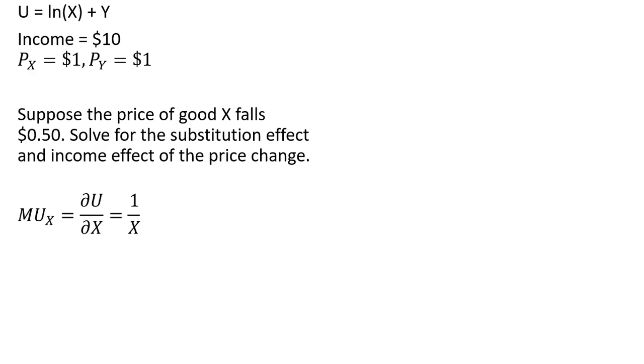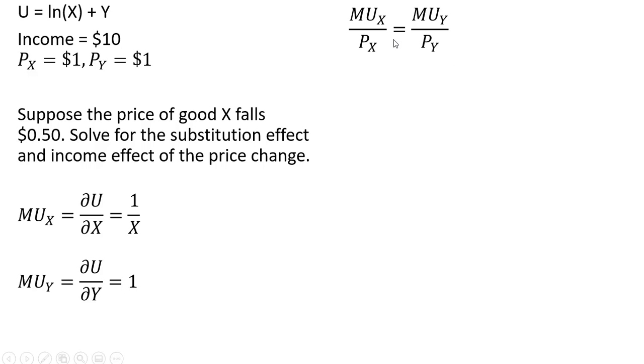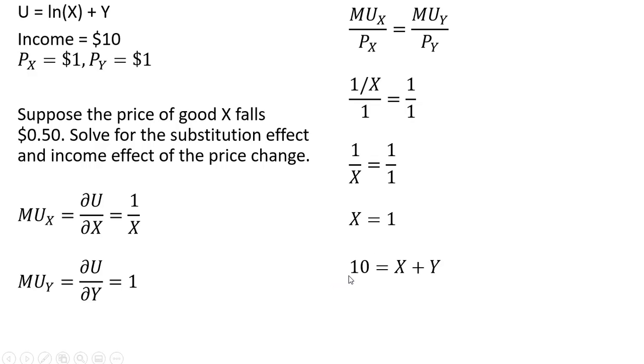So we're first going to get the marginal utility of good X, taking the partial derivative of the utility function with respect to X. The derivative of the natural log of X is just 1 over X. And then the marginal utility of Y is just 1. Setting up our utility maximizing condition, taking the marginal utilities and dividing them by their respective prices. Simplifying, X equals 1. And putting together our budget constraint, $10 of income, price of good X is $1, price of good Y is $1, and substituting 1 in for X, Y equals 9.